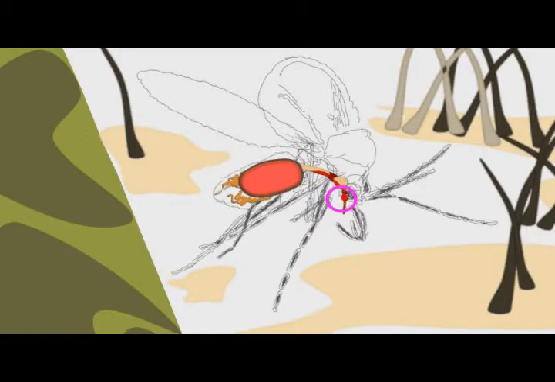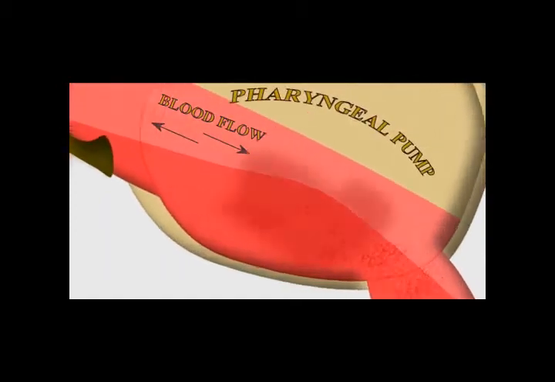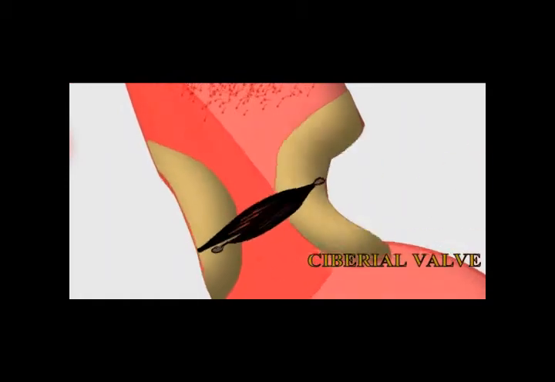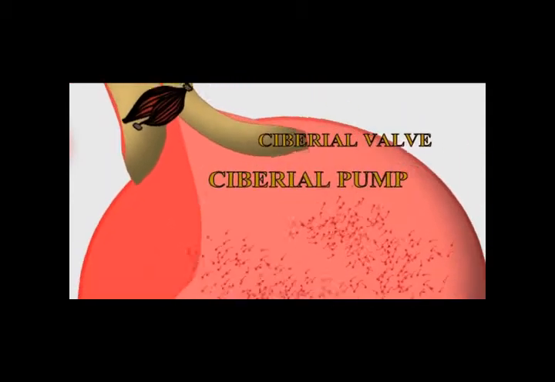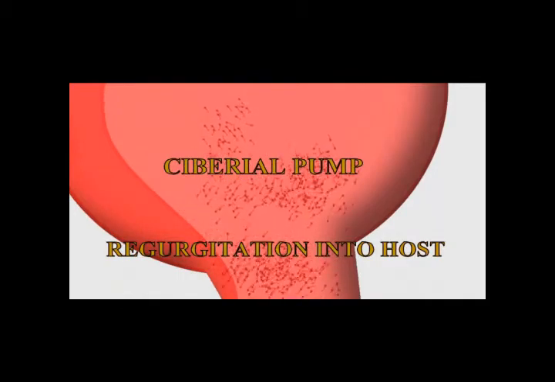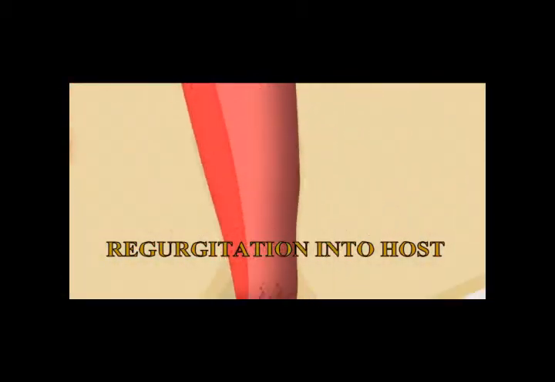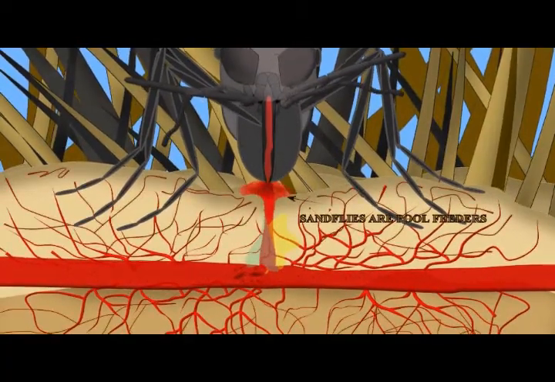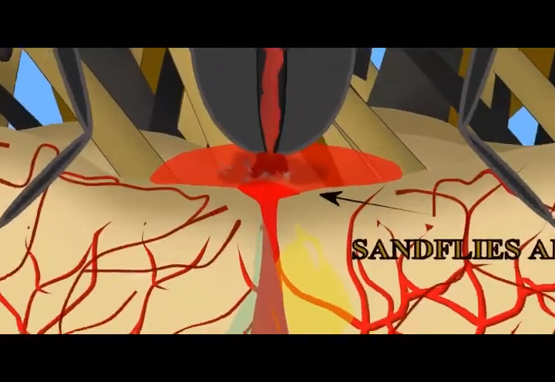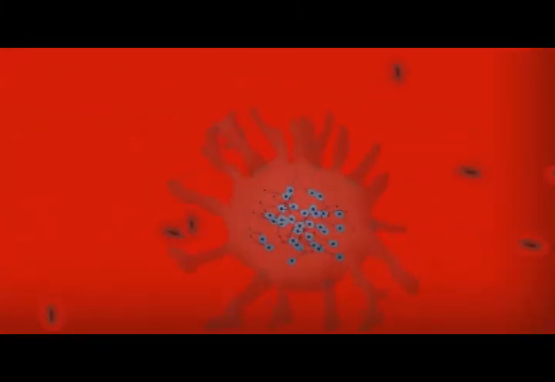The valves and sphincters of the sandfly proboscis will not work properly due to parasite infection and typically will regurgitate more advanced leishmaniasis parasites called metacyclic promastigotes into the human host. A human immune response is triggered. White blood cells enter the blood pool and engulf or swallow the parasites through a process called phagocytosis.